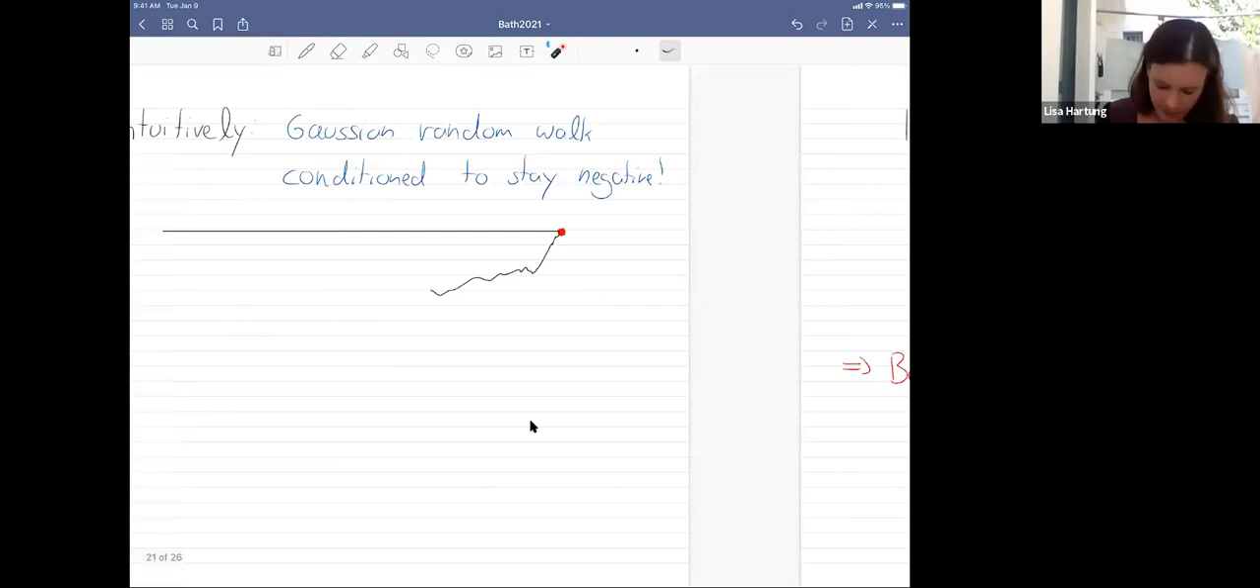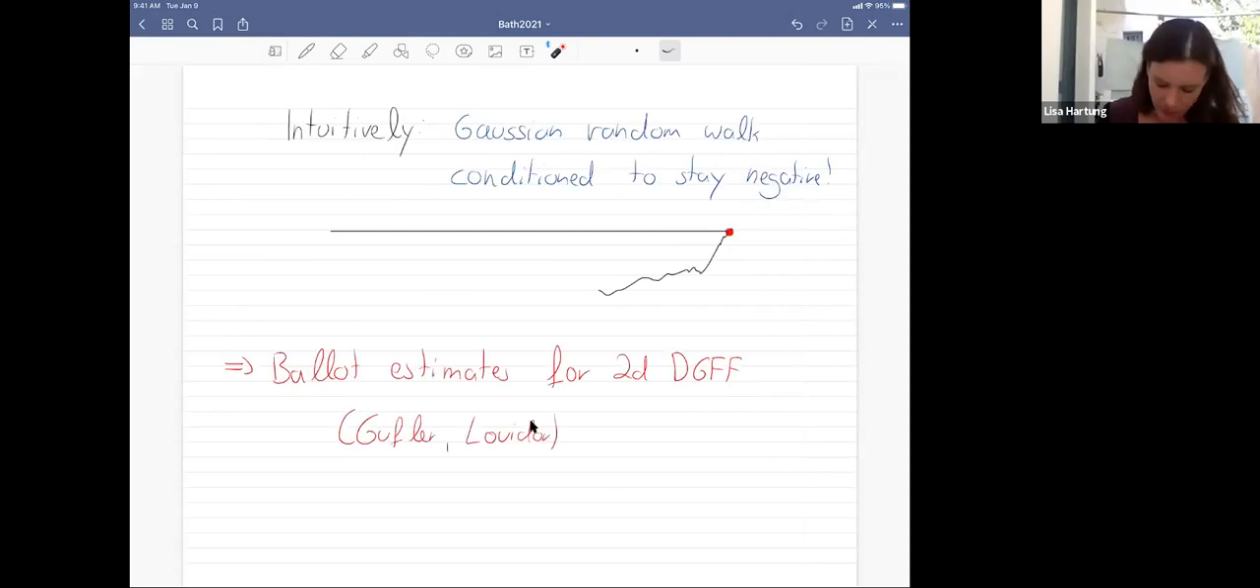And to make this turnaround very precisely, we use valid estimates for the two-dimensional discrete field, which were established in a separate article by Stefan Gufler and Oren Louis-Dor. This is something very technical, but it can be done, and essentially it means that you make this whole turning of the annuli into branching random walks as precise as you want.